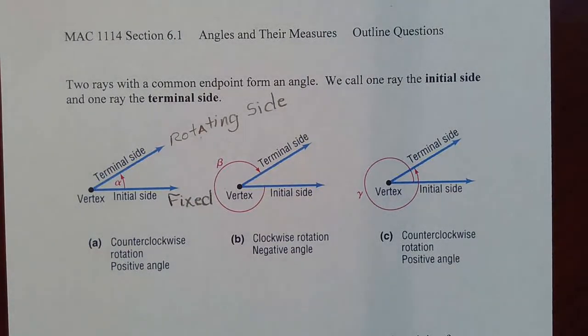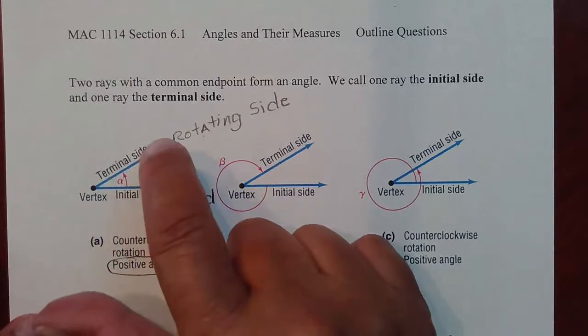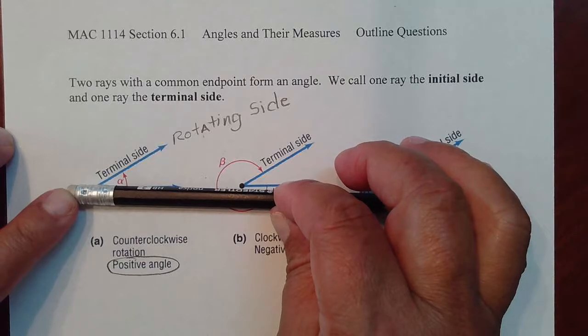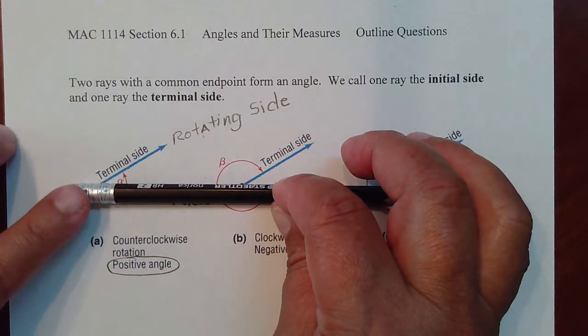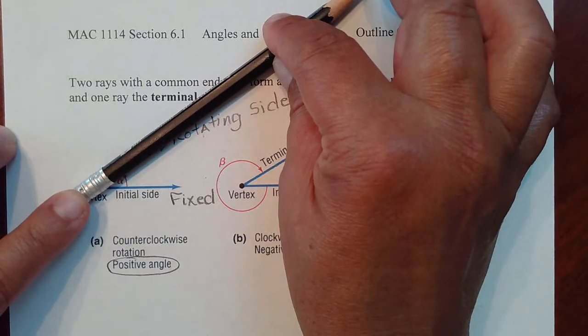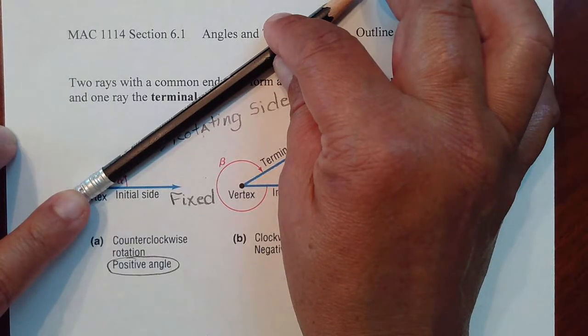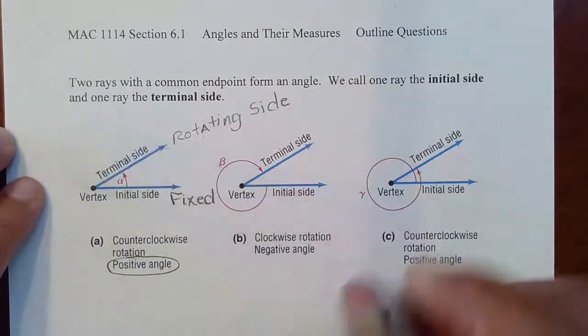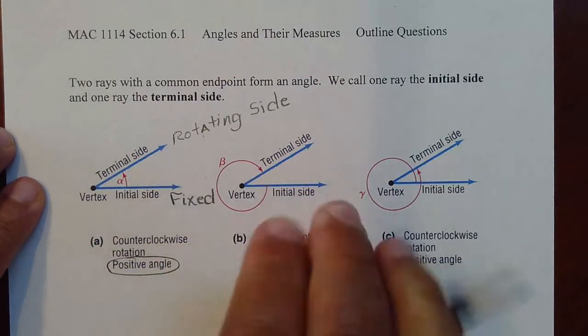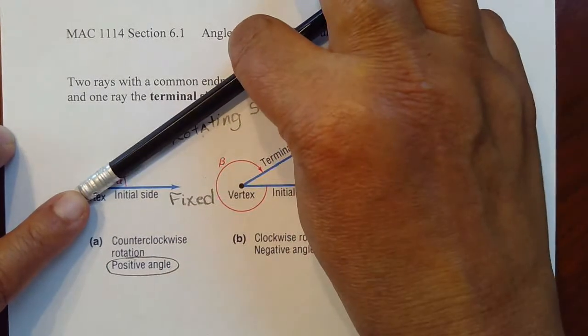Okay, now, how do you tell whether it is positive or negative? You can see from the descriptions that I've given you right here. The way this angle is formed is that these two rays start off right on top of each other, pasted to each other. One stays fixed to where it is while the other one rotates. So because this terminal side rotated in a counterclockwise fashion, which you can tell by that arrow, they're trying to show you that this arm right here spun in a counterclockwise fashion.